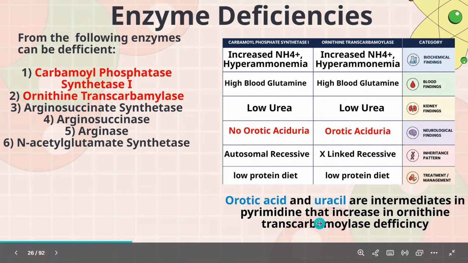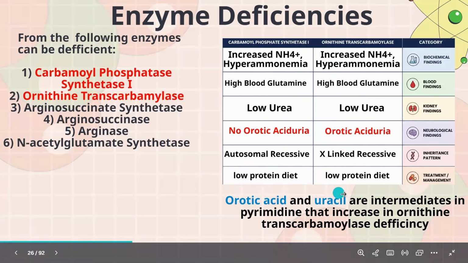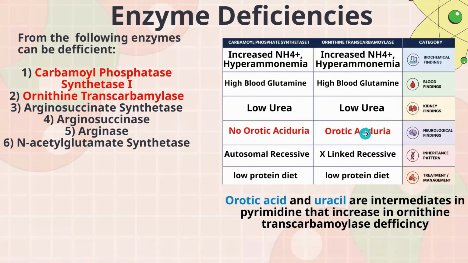In ornithine transcarbamylase deficiency, orotic acid and uracil are increased, and basically they're going to cause aciduria, or orotic aciduria, due to their increased amounts. They're not found in carbamoyl phosphate synthetase deficiency. They're only found in ornithine transcarbamylase deficiency, which is why when you have high amounts of these, it's going to cause orotic aciduria. You don't really need to know what orotic acid is.